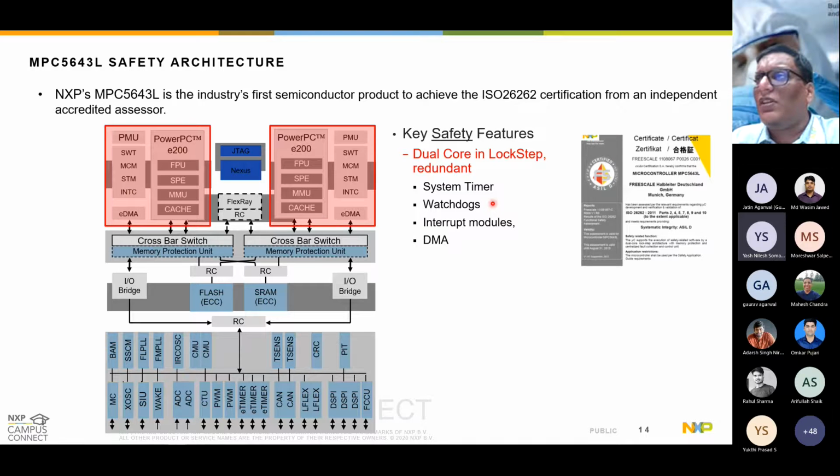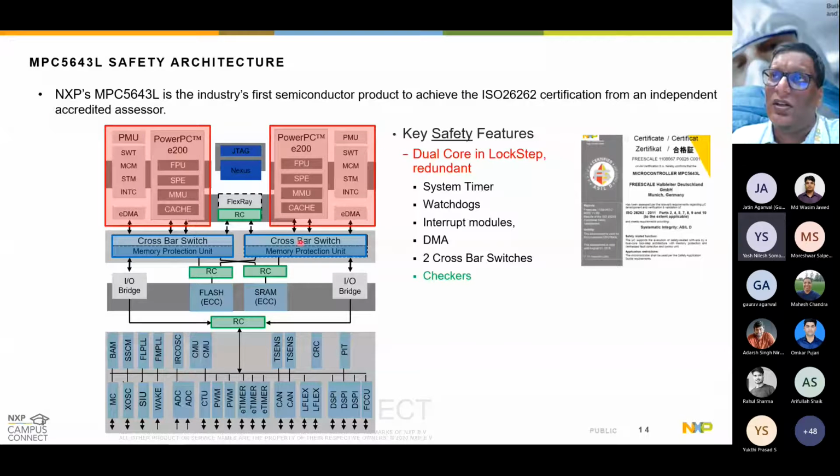Similarly, the system timers, watchdogs, interrupt modules, DMA, and the crossbar switch are themselves in lockstep. So we put all of these different modules in lockstep, and then you have the checker here. The RC block that you see here checks the results after each of these units has performed its function, to see whether the results are correct or not. That's how you start to make the chip more safe, or at least more fault tolerant, so to say.